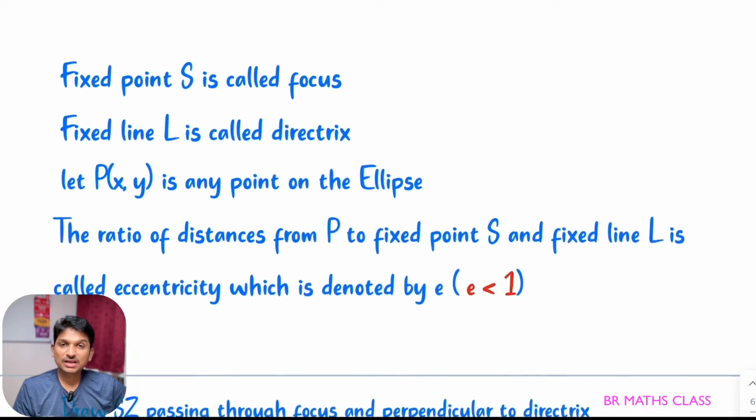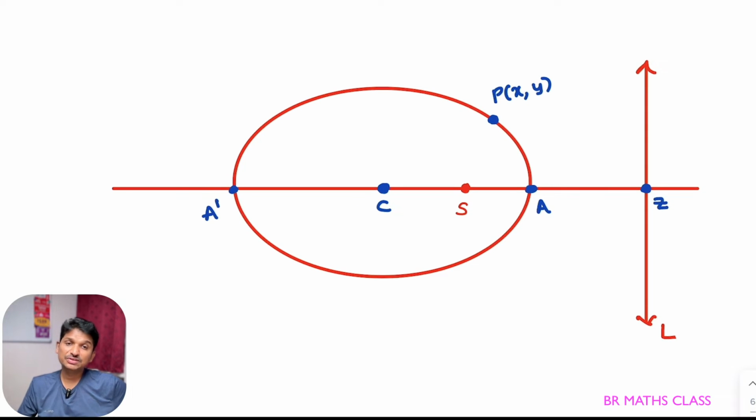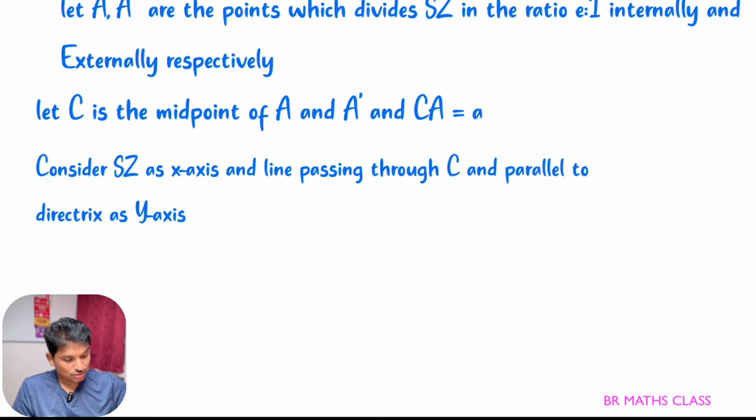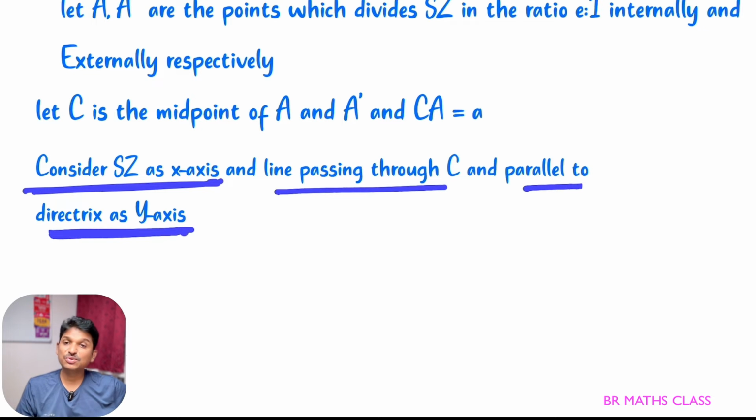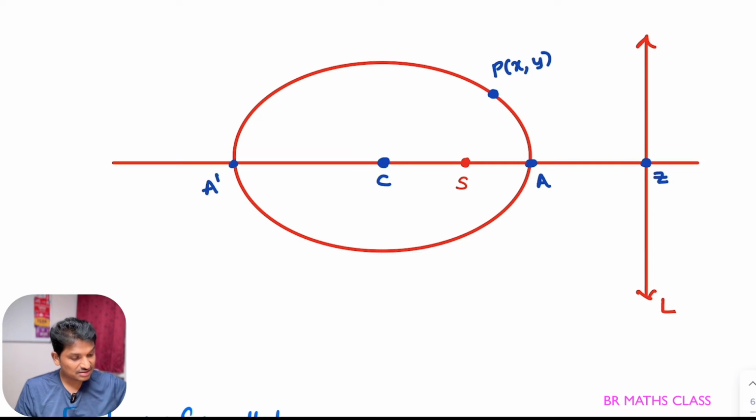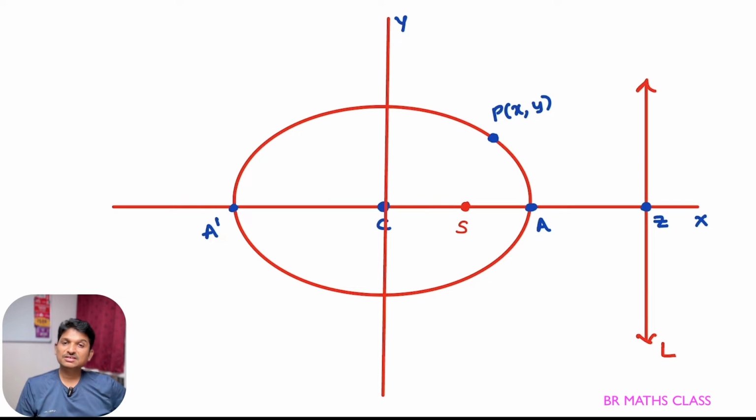Okay. Now, here a few things you need to know. Here I will draw a line passing through C and parallel to the directrix. Consider SZ as x-axis, and the line passing through C and parallel to directrix as y-axis. With this, most of the construction part is completed.